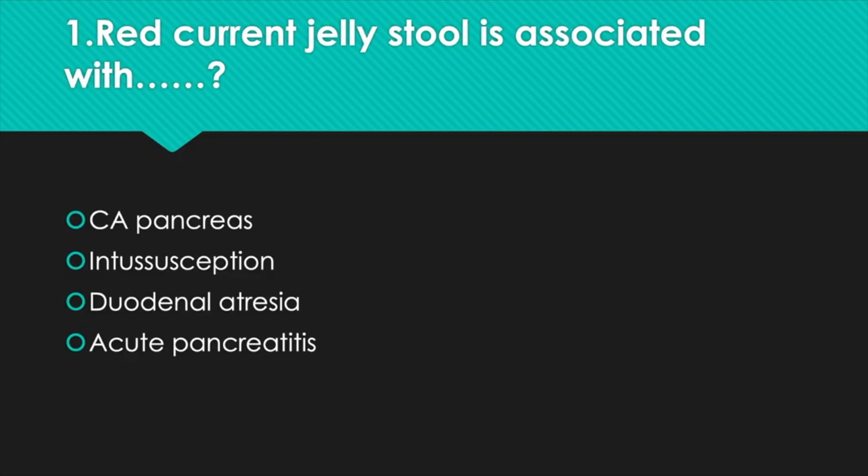Red currant jelly stool is associated with: option A, CA pancreas; option B, intussusception; option C, duodenal atresia; option D, acute pancreatitis. Answer: option B, intussusception.